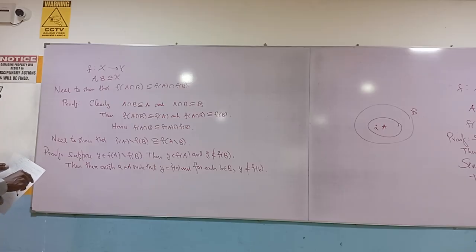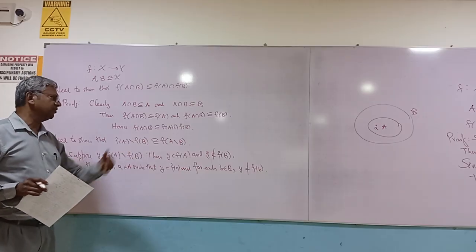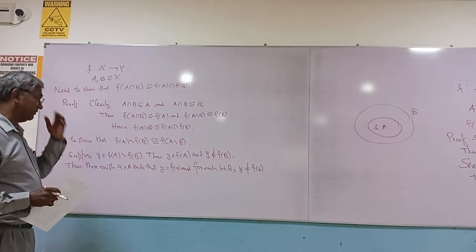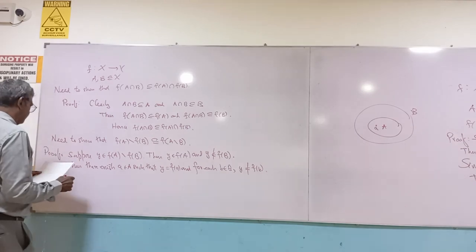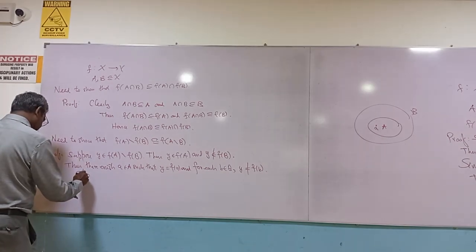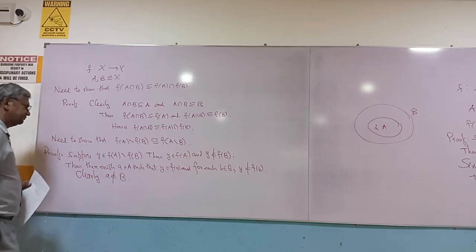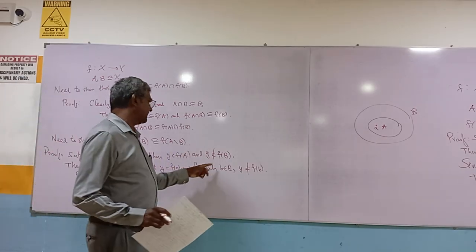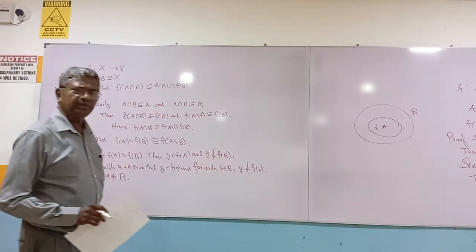Can this a belong to B? Then no. If a belongs to B, then y is going to belong to f(B). Clearly it doesn't belong to B. It comes from here, a belongs to A. If a were an element of B also, then y is equal to f(a), so y is going to belong to f(B).